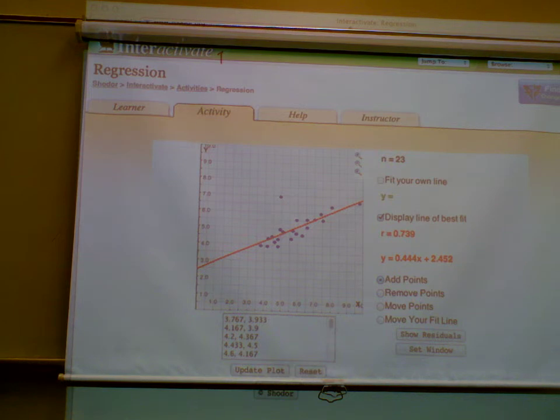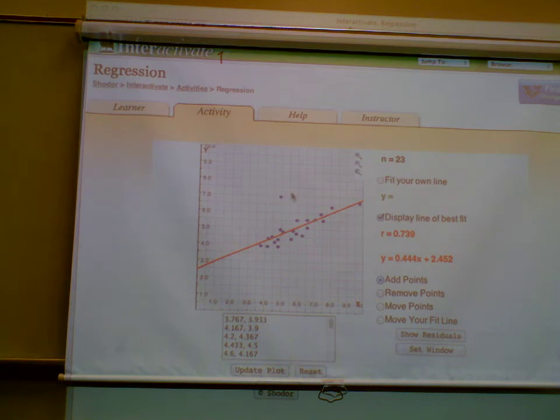Today we're going to look at influential points and what it means for a point to be influential. So here I have a data set similar to the one that you have, but not exactly the same. What we're going to try to see is the effect removing points has on the regression equation. So here's a regression equation.